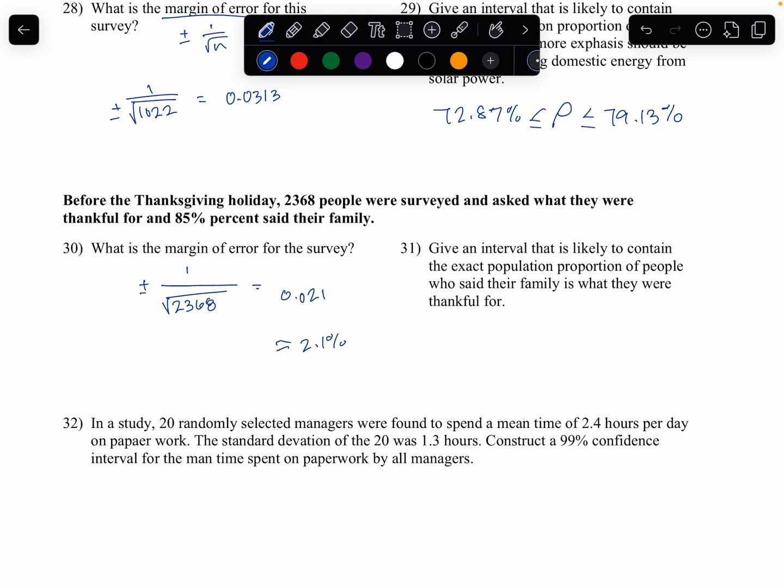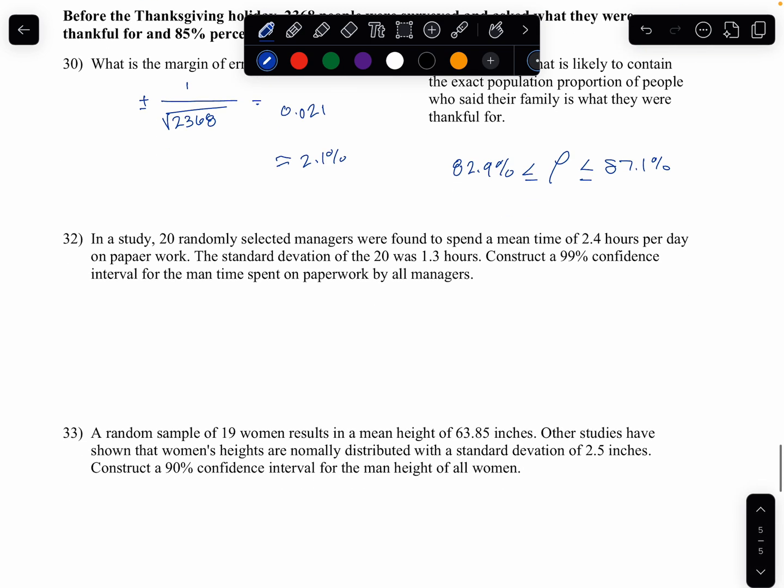And so give an interval that is likely to contain the exact population proportion of people who would say this. So we would take the 85% and add on the 2.1, so it's going to be 87.1%, and then we'll take the 85 and subtract the 2.1 and we'll get 82.9%. So that's where we think the exact population proportion is, somewhere between those two percentages.